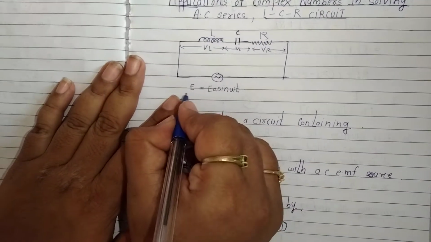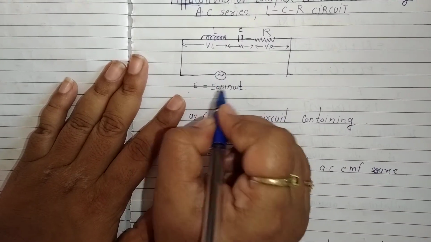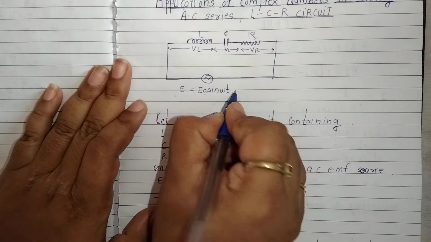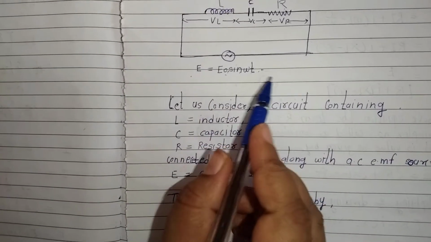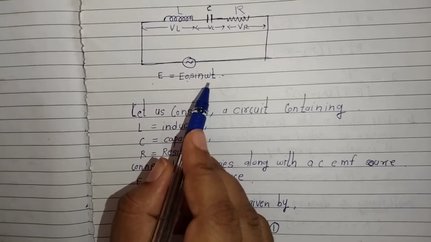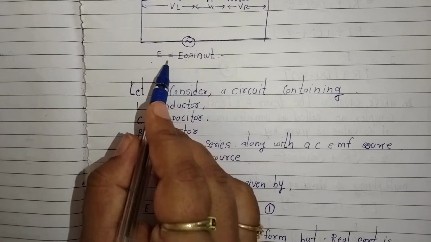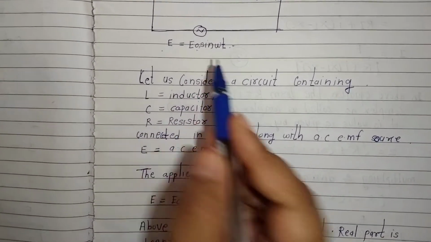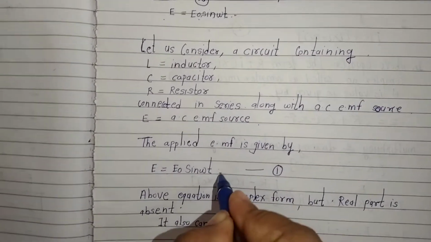which is equal to E0 sin omega t. E is equal to E0 sin omega t, where E0 is the peak value of the EMF and omega is the angular velocity. So the applied EMF is given by E equals E0 sin omega t.